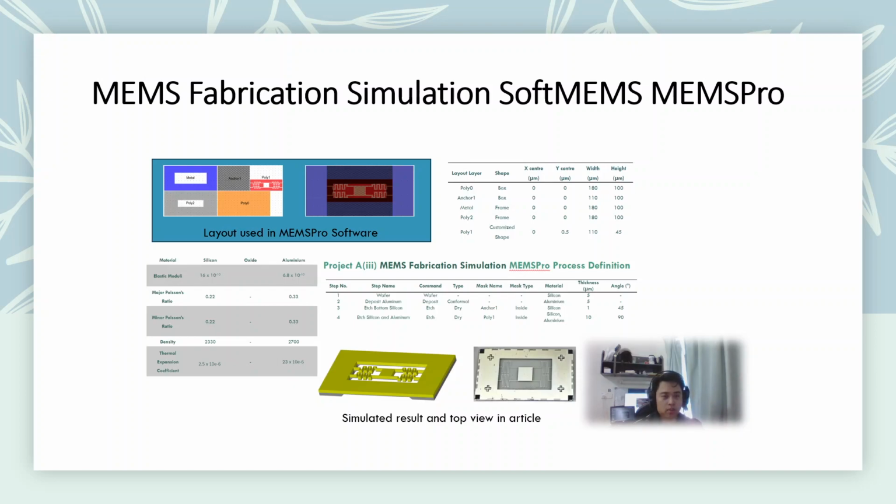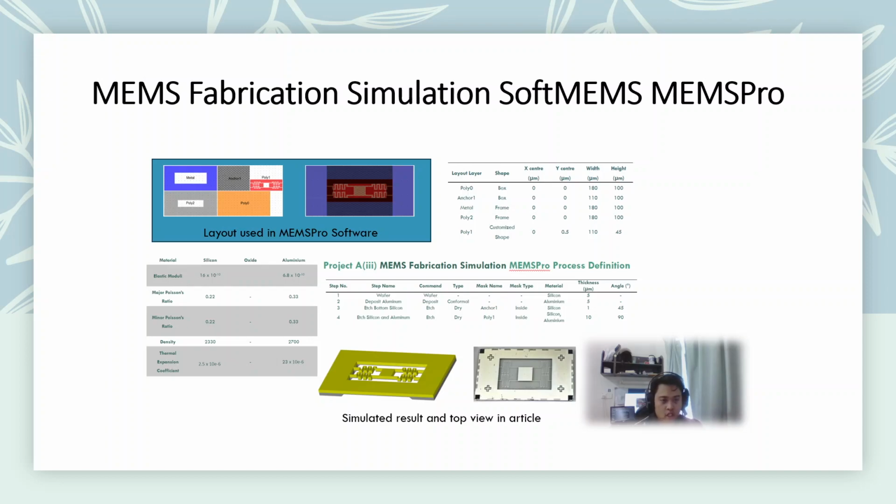I'll be explaining about the fabrication simulation in the MEMS Pro software. So this is the layout we use in MEMS Pro software. We have the part by part layout, and next to it we have the assembled part. And then we have the layout parameters. Each layout comes with various shapes, which are box, frame, and customized shape. All the layouts have their own width and height.